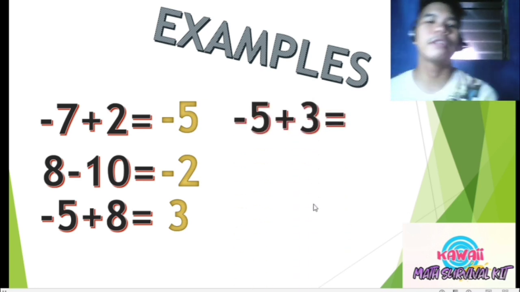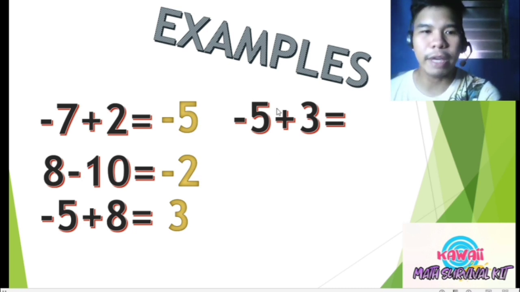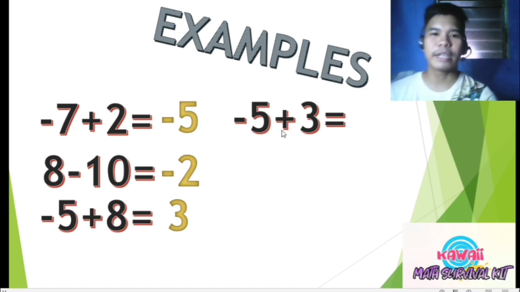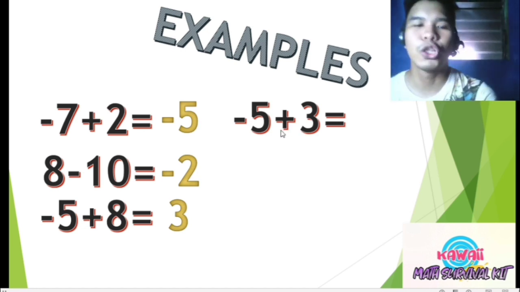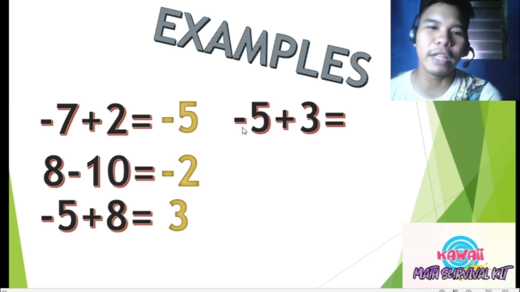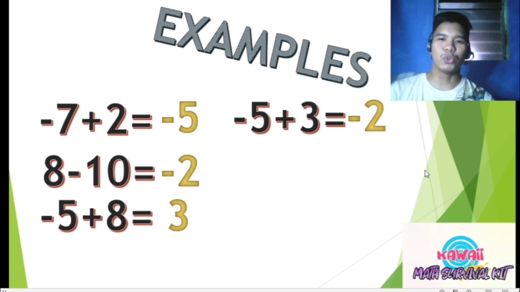Next, let's go over negative 5 plus 3. So again, 5 here is negative and 3 here is positive. So what are we going to do? Subtract. Okay, so 5 minus 3 is 2. And then what is the sign of the larger number? Correct, that is negative. So we have 5 minus 3, which is 2, and then we copy the sign of the larger number, which is negative.